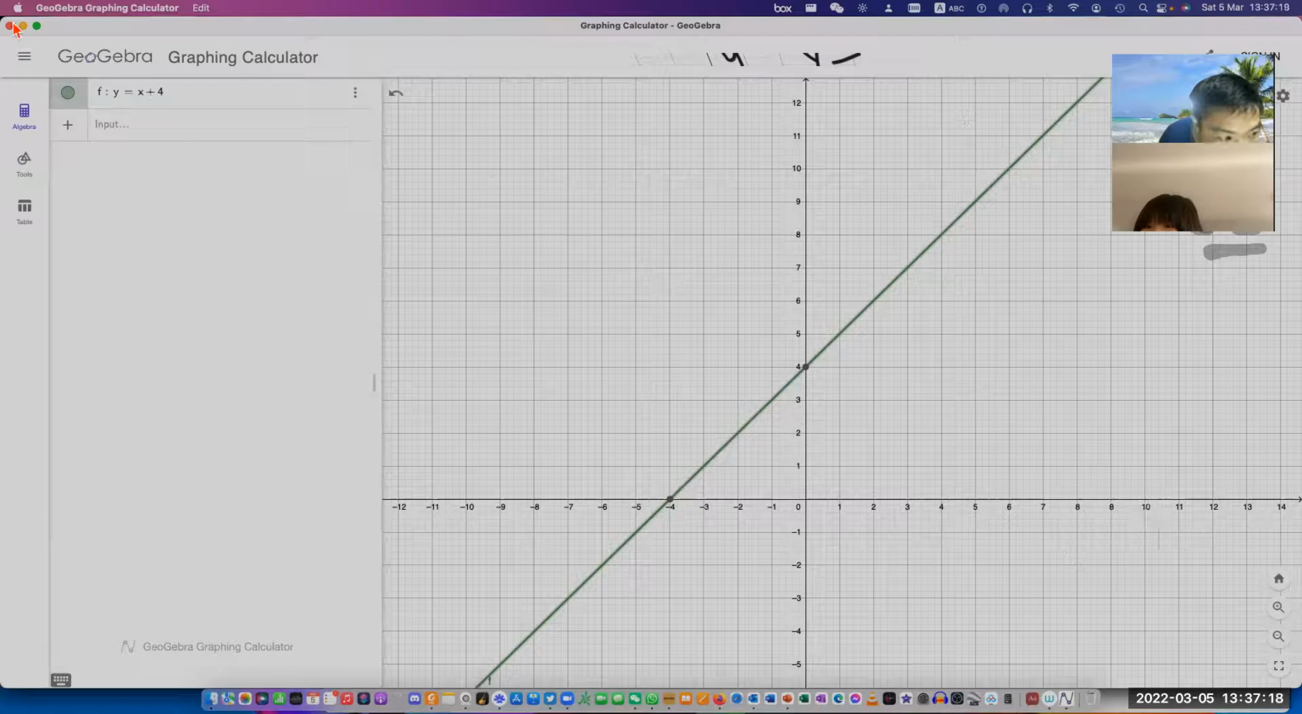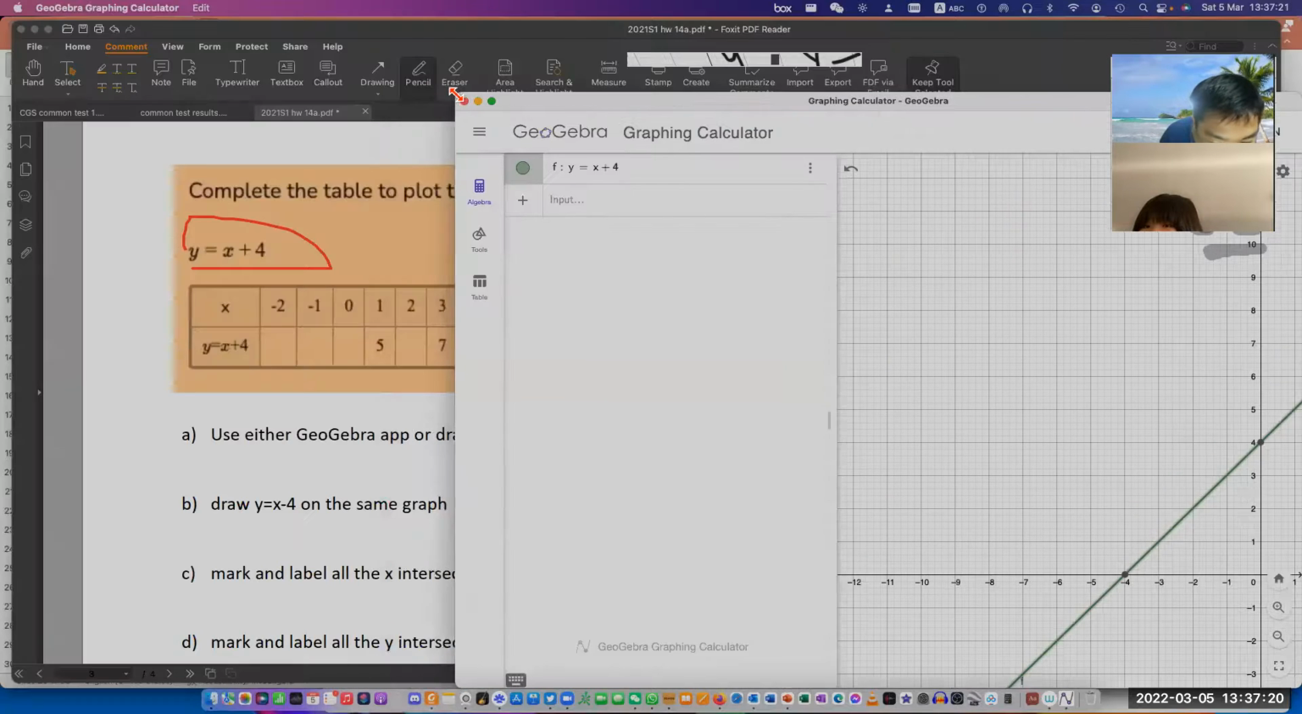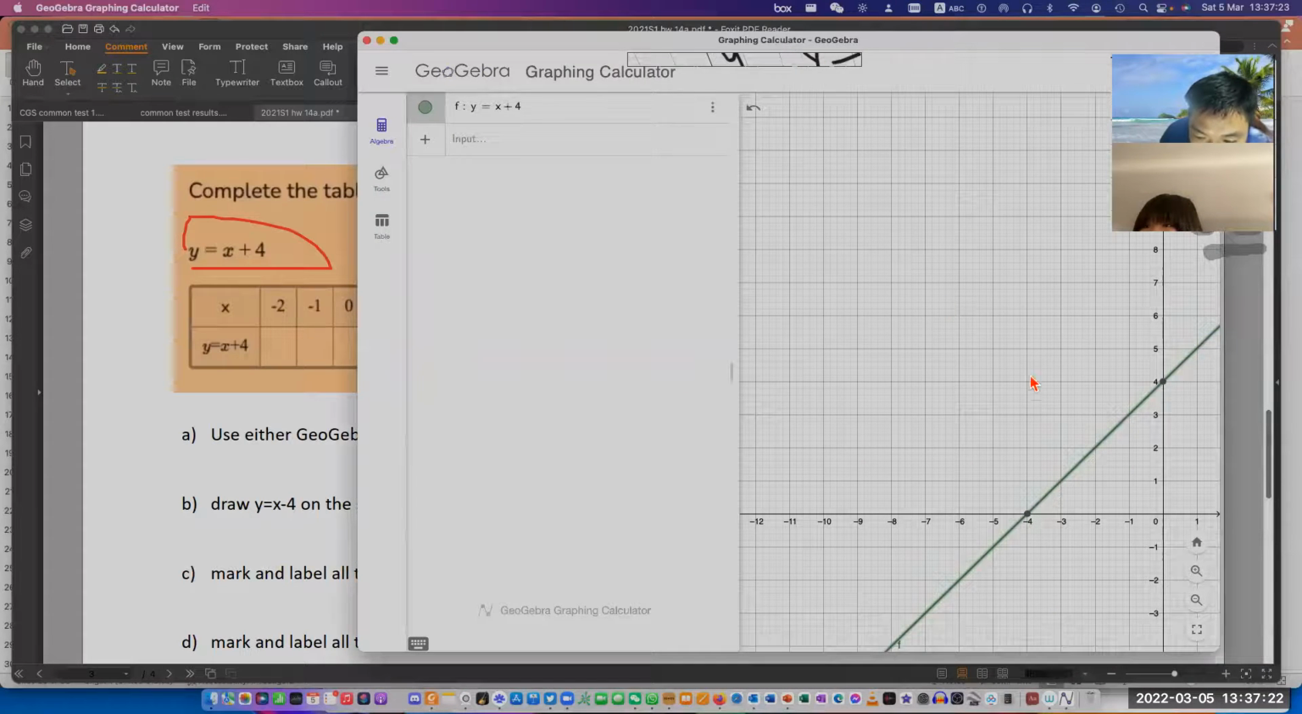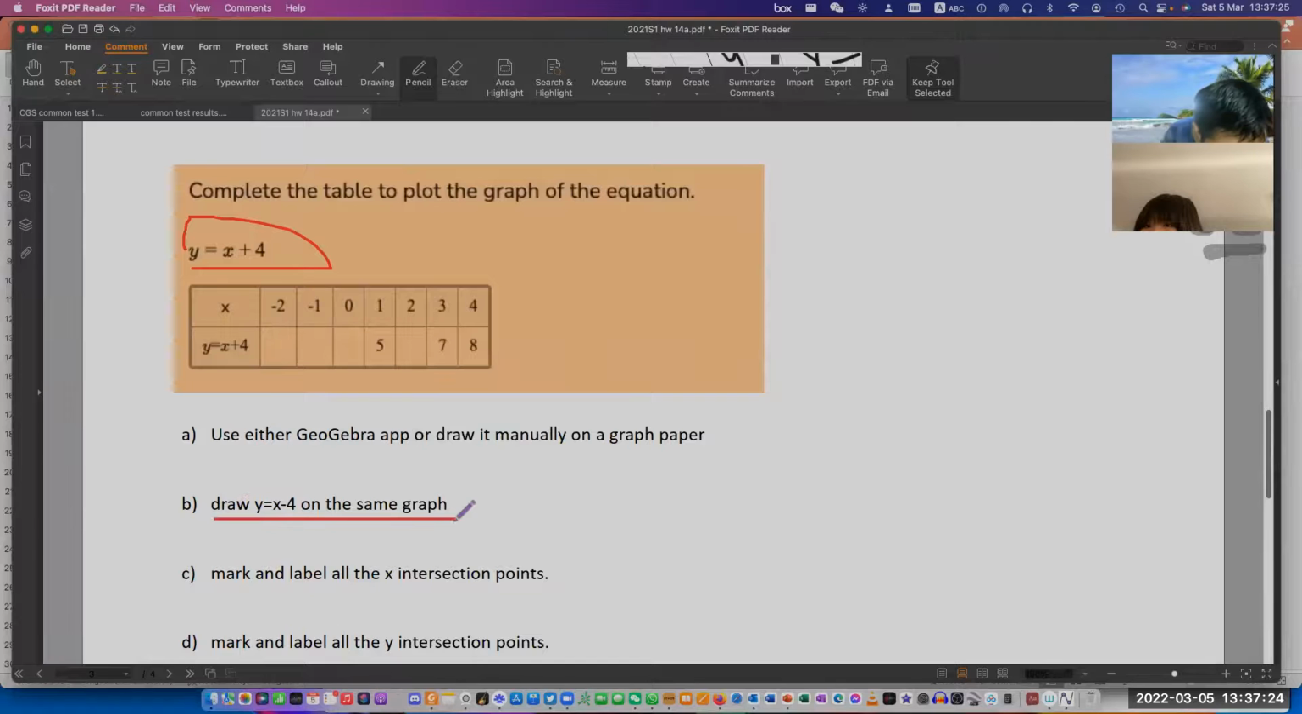Now the question is a bit different. They ask for other stuff. Oh, how come this is so funny? This is for you to draw y equals x plus 4. And for this, you need to draw x minus 4.